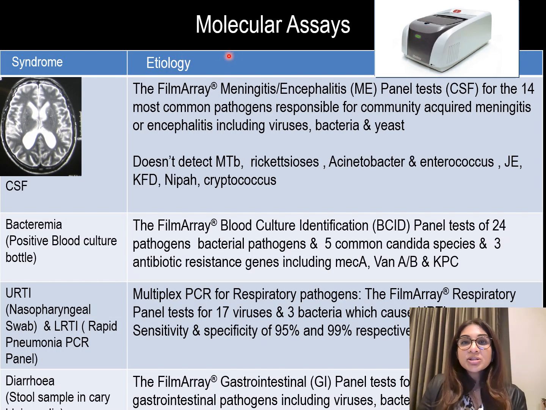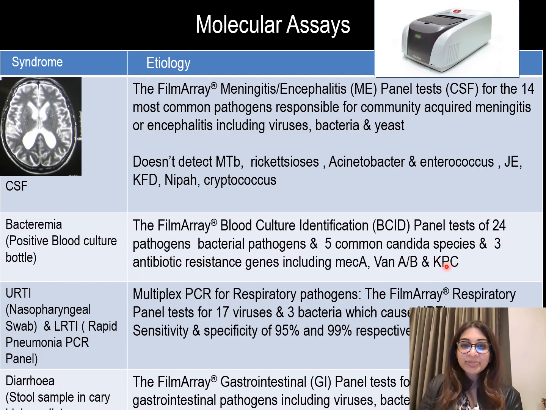So in this patient, the molecular assay definitely was a game changer. It helped in the rapid diagnosis. Similarly, we have other molecular assays like the BCID panel, which can be performed from the positive blood culture. And this particular panel helps us in the identification of 24 bacterial pathogens, 5 common Candida species, and 3 resistance genes, including mecA, vanA, vanB, as well as the 5 major carbapenemases, which can be detected.